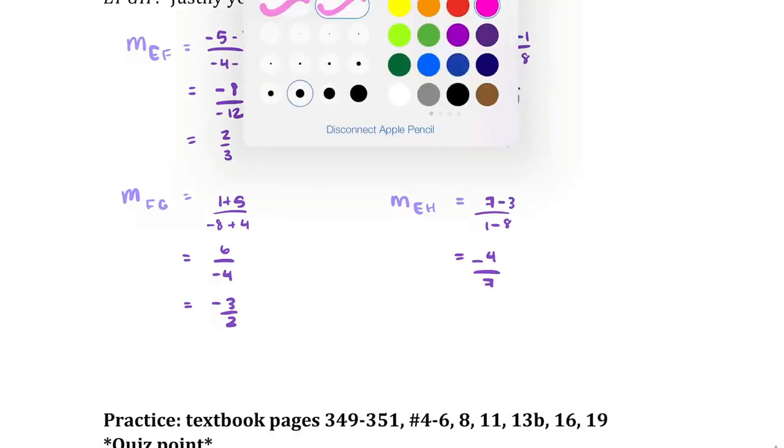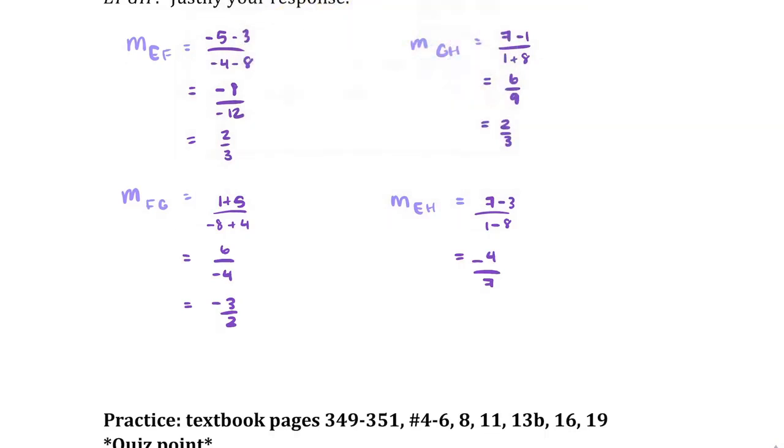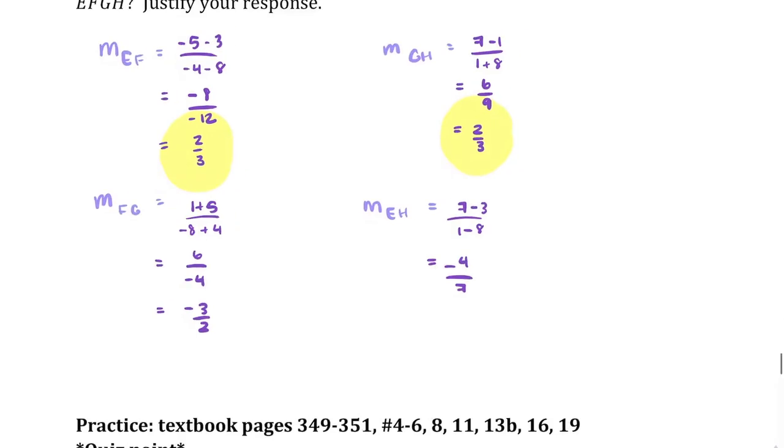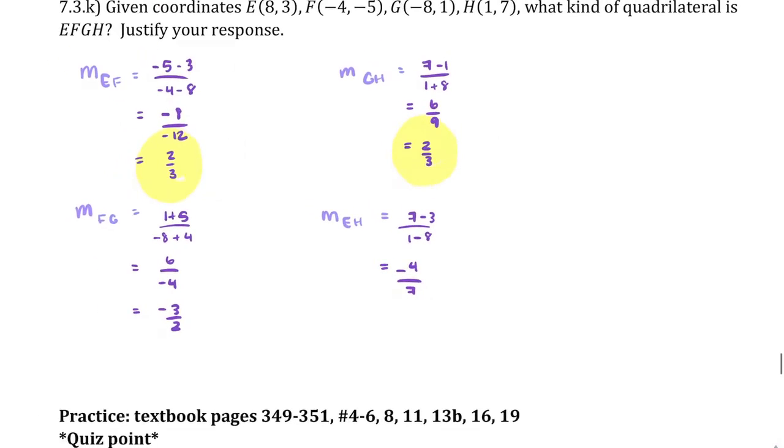Look what we have here. Let me highlight it for emphasis. We've got two slopes that are the same! And then two other random slopes. And what kind of quadrilateral is that? Well, we know for a fact it's not a parallelogram because there's not two sets of parallel lines here. We know it's not a rhombus, right?